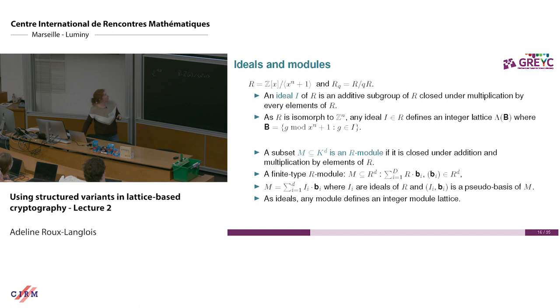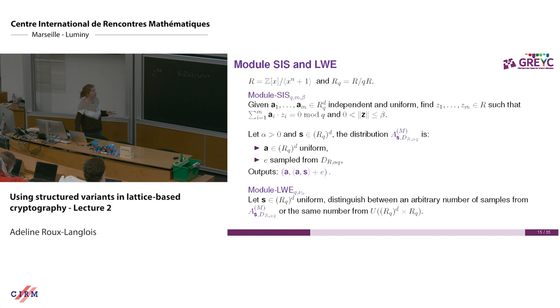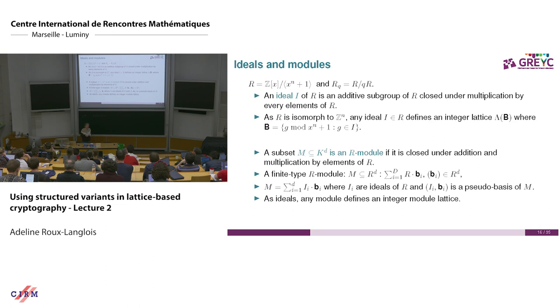So this is module LWE. Now we can have the same reductions as for LWE, showing that it's at least as hard as our problem on lattices. But I told you it's not on every lattice. It's on a restricted class of lattices. By a restricted class of lattices, I meant two classes of lattices. The first one is ideals, what we call ideal lattices. And the second one is what we call module lattices.